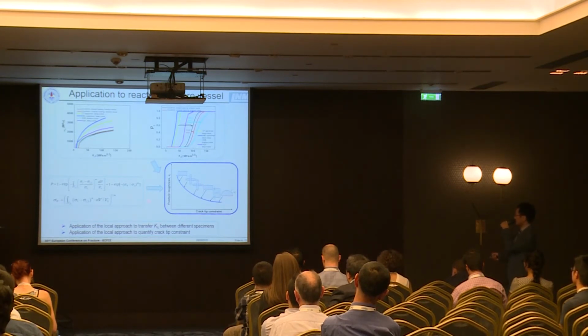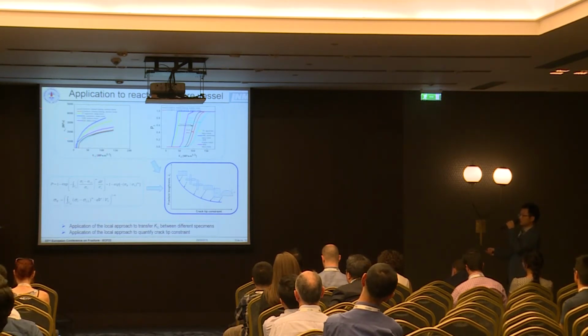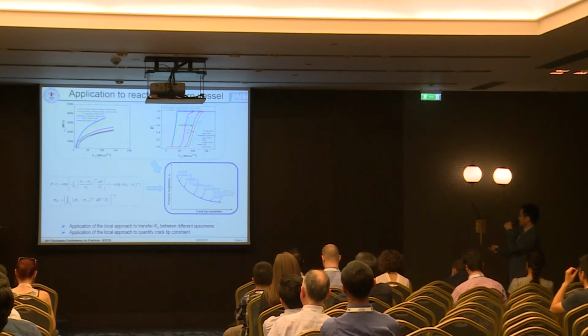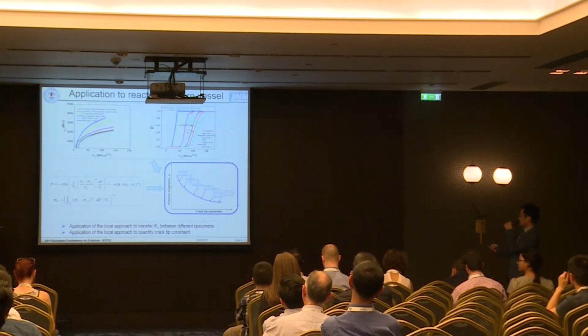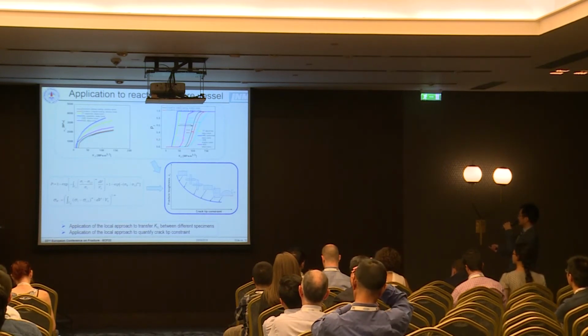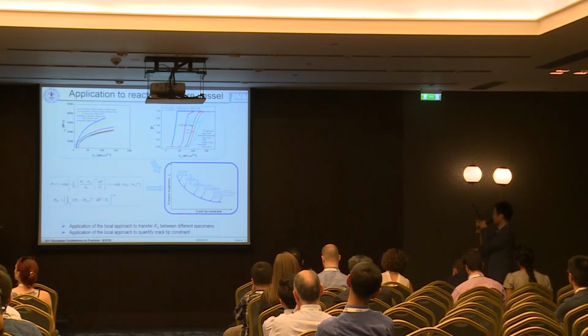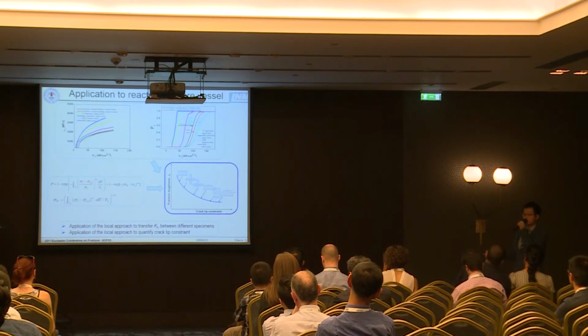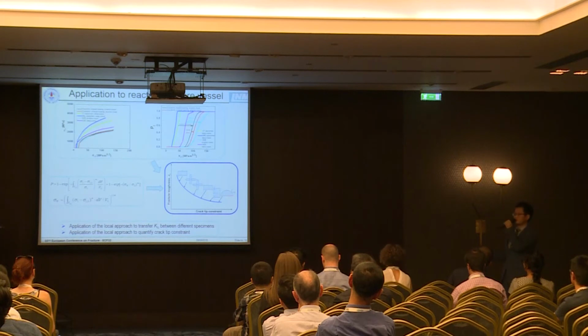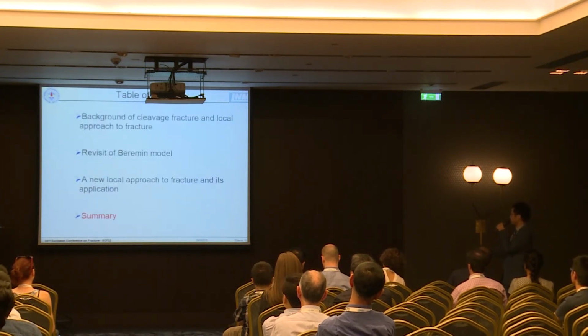Here we can analyze at the same K, we can analyze the Weibull stress, and here we can see there is a difference. And also we can see, at the same K, the fracture toughness, and because of the constraint effect, it shows a big difference. By using our model here, we can quantify this constraint effect, and also can use this method to transfer fracture toughness between different specimens, as shown here in this figure.